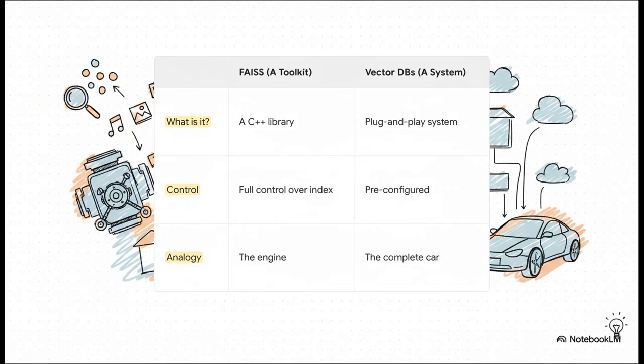Here's the best analogy, I think. A vector database you might have heard of, like Milvus or Qdrant, that's the complete car, right? It's got the engine, the wheels, the seats, and an API. It's ready to go. FAISS, on the other hand, is just the high-performance engine. It doesn't care about managing data or APIs or any of that. It just does one thing, that's similarity search, and it does it exceptionally well.